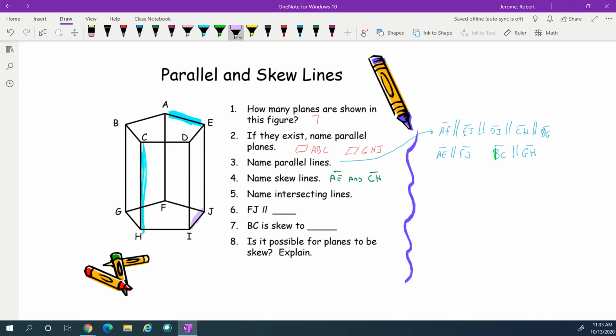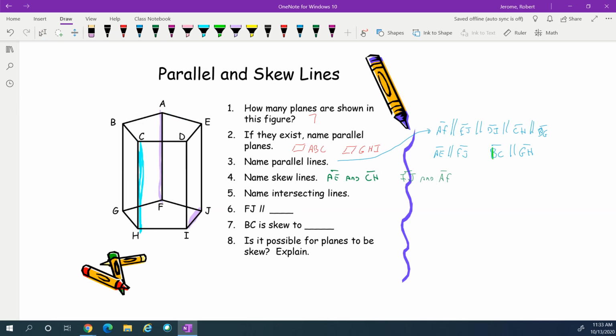Maybe I'll use IJ and AF. So a second option, we said IJ and AF. There's no symbol for it. Name intersecting lines. Well, if any 2 that touch each other are intersecting. So we could have AE and EJ. AE and EJ, for example. We've done plenty of those.